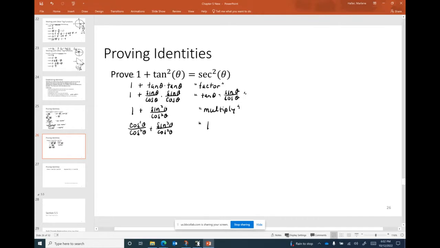Okay, my justification here is simple. 1 equals cosine squared over cosine squared. All right, now I can add them together, and write them as cosine squared theta plus sine squared theta over cosine squared theta. Okay, so that's just add fractions.